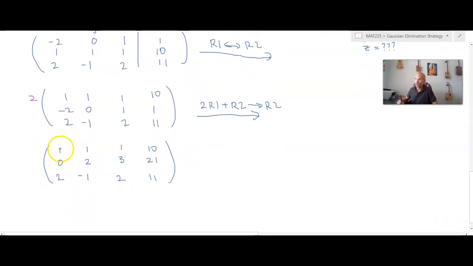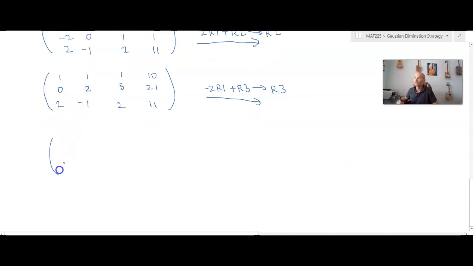I'm going to again use the first row to pivot off of to cancel out the 2 in the third row. So I'm going to take negative 2 times row 1, add it to row 3, and record that result in row 3. All right, so that means I'm keeping rows 1 and 2 the same. And if I take negative 2 times row 1 and add it to row 3, that's going to give me negative 2 times 1 plus 2 is 0, as I wanted. Negative 2 times 1 is negative 2, minus 1 is negative 3. Negative 2 times 1 plus 2 is 0. And negative 2 times 10 is negative 20, added to 11 is negative 9.